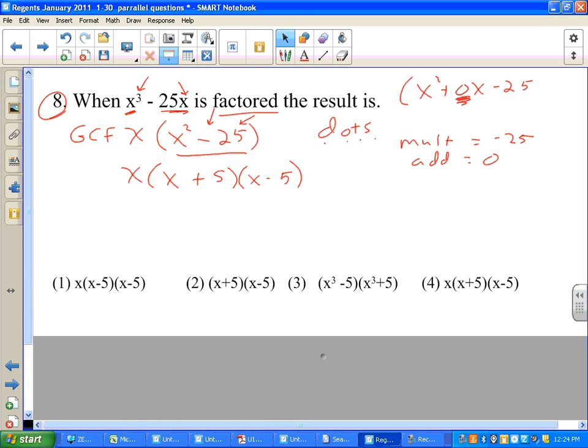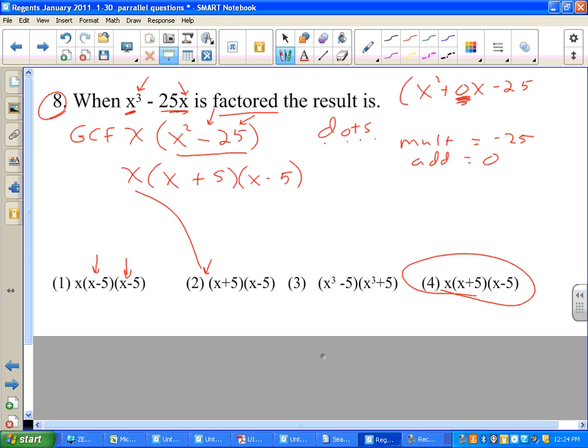Take a look at our choices. Don't get distracted by choice number 1 because they both have minuses. This one does not have the x as the leading coefficient or the leading factor. So our choice is choice 4.